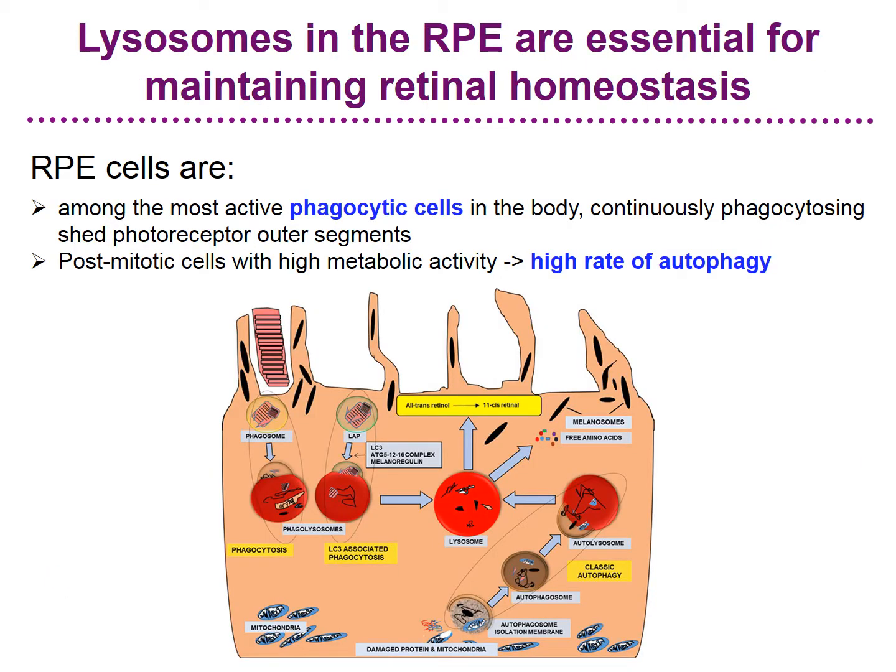Lysosomes are organelles that regulate several functions performed by the RPE as shown in the cartoon. RPE cells are among the most active phagocytic cells in the body, continuously phagocytosing shed photoreceptor outer segments, and as post-mitotic cells with high metabolic activity, the rate of autophagy is also very high. So the end product of both phagocytosis and autophagy has to fuse with lysosomes for degradation. Therefore, lysosomes in the RPE are essential for maintaining retinal homeostasis.